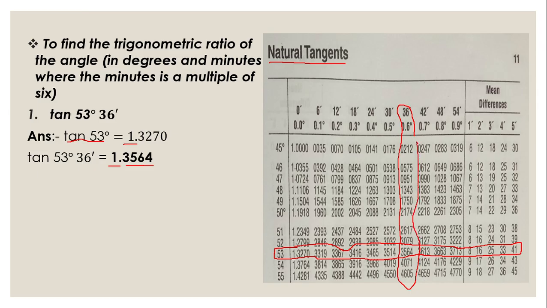Here the intersection of the 53 degree row and 36 minute column is 3564. This number 3564 is the number after the decimal of tan 53 degree 36 minute. So we find that the tan of 53 degree 36 minute is 1.3564.